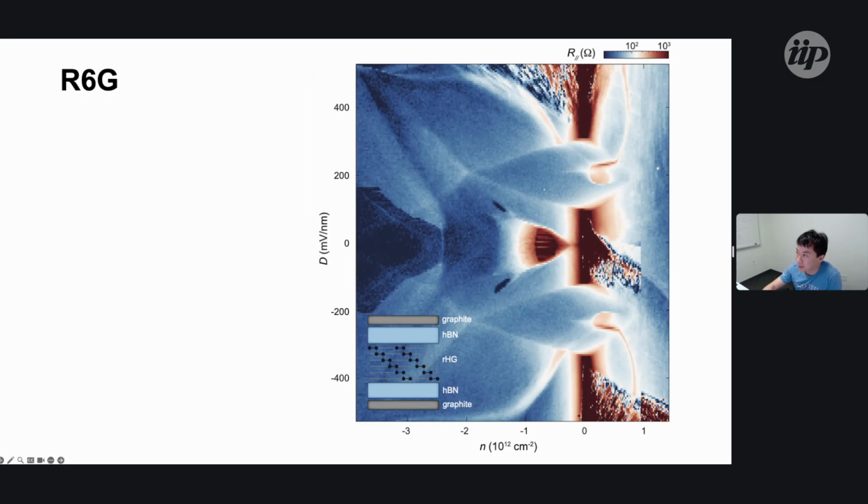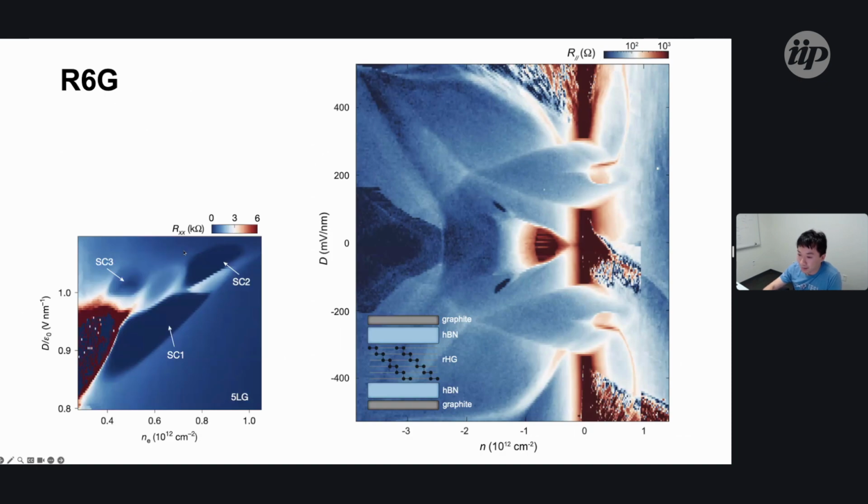And what we want to do is to go to the large d limit where we can explore similar physics to what Lu reported. This is a figure taken from that work, where at the large d limit, there's this branch that juts out from the charge neutrality point, and all these superconducting phases that show up. And one of these is supposed to be chiral.